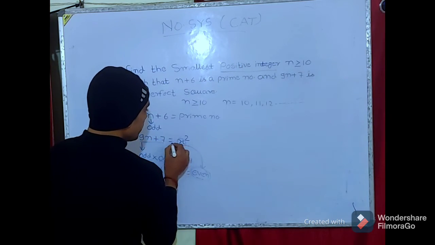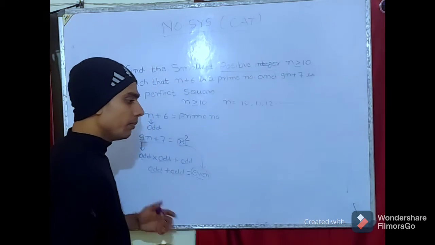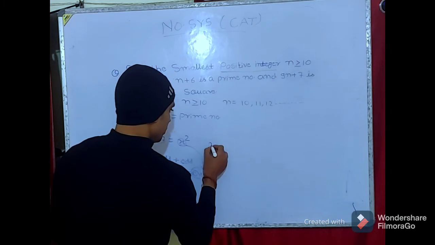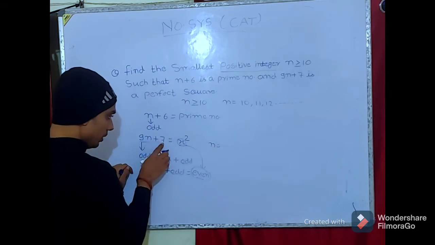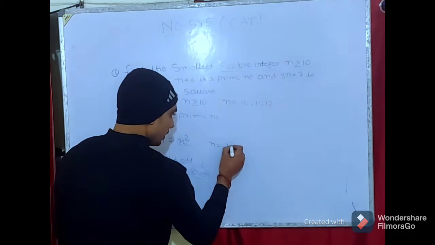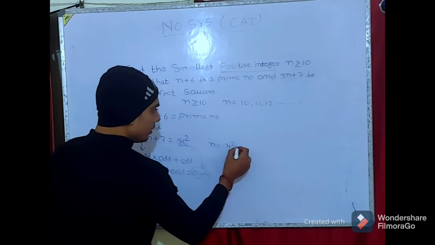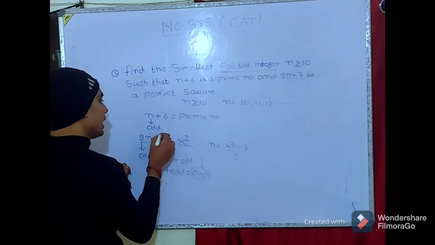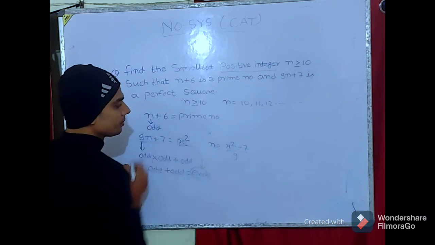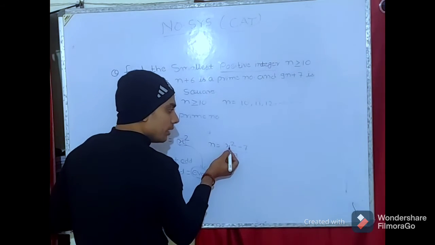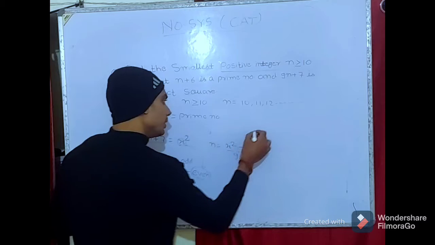9n plus 7 is equal to x squared. We find the value of n. So n is equal to what from this equation? n is equal to x squared minus 7, divided by 9. We can write this equation in this form. Okay. So x must be an even number.